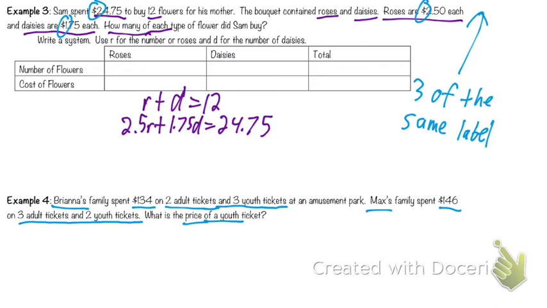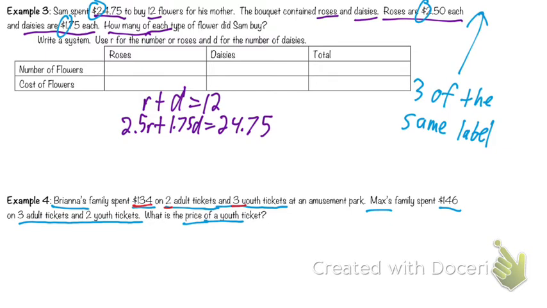Well, what numbers go with Bree's family? 134 and 3. 134, 3, and what else? 2. $134, 2 adult tickets, 3 youth tickets. That's what goes with it, right? Okay. Do we know how much an adult ticket is? No. But Bree's family spent whatever that is times 2, right, on the adult tickets, because they got 2 adult tickets?